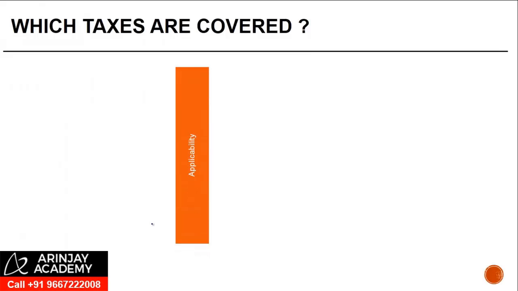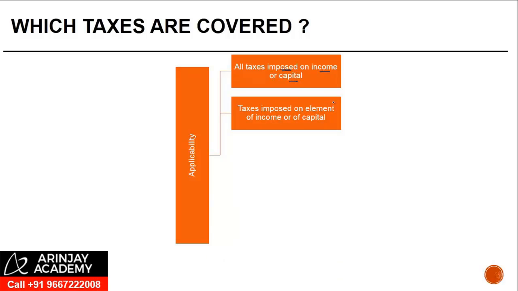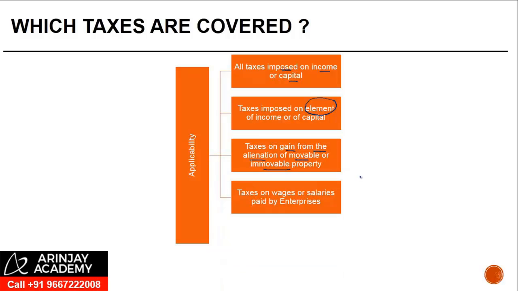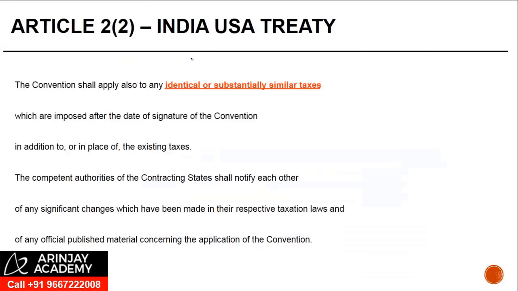Now, which taxes are covered? What we discussed right now in Article 2.2, what are the taxes which are covered? It is all taxes imposed on income or capital, taxes imposed on element of income or of capital, taxes on gain from alienation of movable or immovable property, taxes on wages and salaries paid by enterprises, and taxes on capital appreciation. I have a complete picture of this.